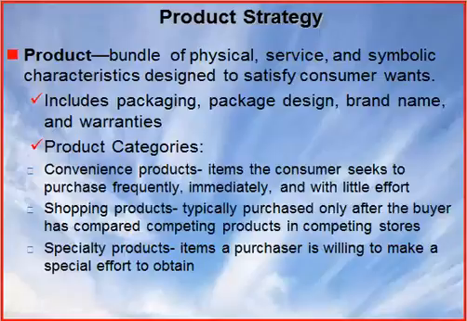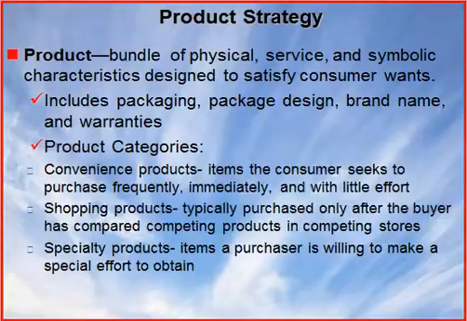In this chapter, we'll explore the first two elements of the marketing mix, product and distribution strategy. We begin by discussing product strategy. The product is made up of the bundle of physical, service, and symbolic characteristics that are designed to satisfy consumer wants. This includes packaging, package design, brand name, and warranties.